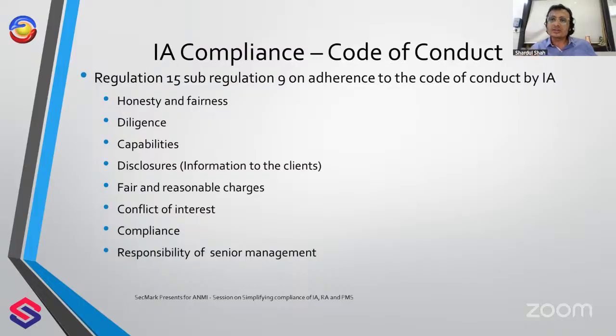Code of conduct. There is a certain standard code of conduct given under the Third Schedule of the IA regulation, which needs to be adhered to by the IA. That is, honesty and fairness should be there in their dealing. Diligence should be adhered to while conducting any research, before giving any investment advice. The IA should have the capability and deploy capable resources for conducting research, for risk profiling of customers, and for giving suitable advice to the customer.